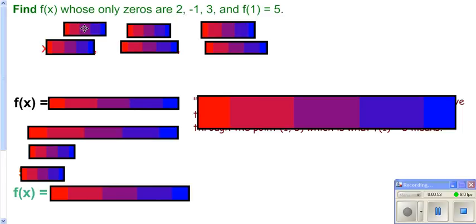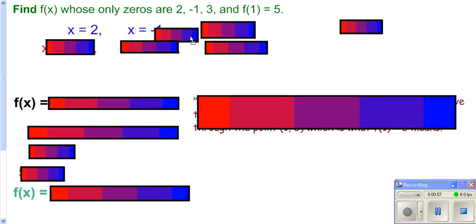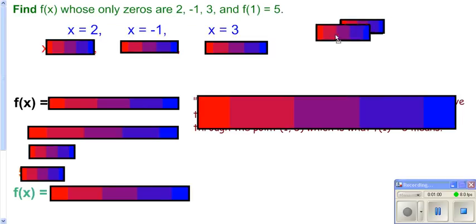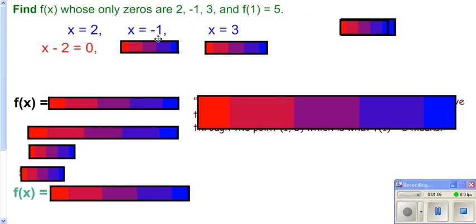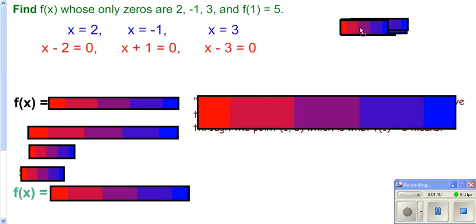You want to go ahead and set each one of your values equal to x. Remember, you want to go ahead and set each one of these equal to 0, so you'd have to subtract your 2 from both sides. Here you'd have to add 1 from both sides. Here you'd have to subtract 3 from both sides.